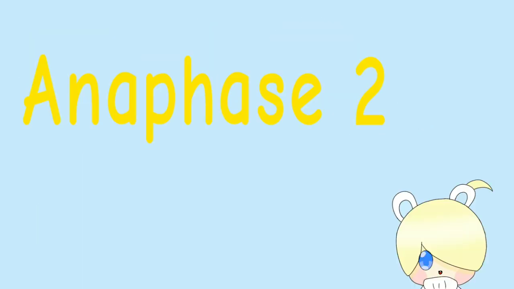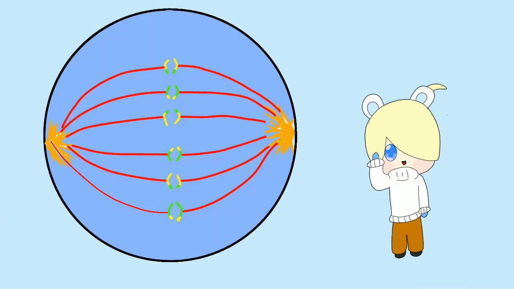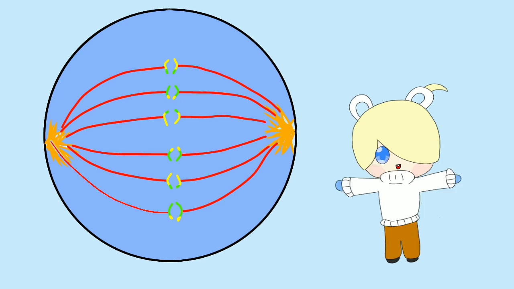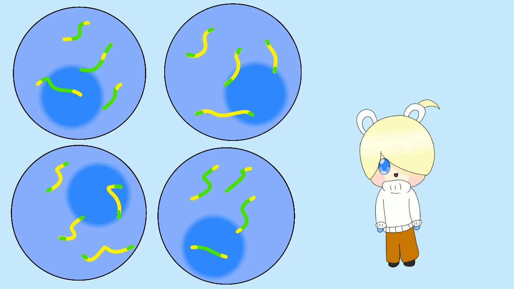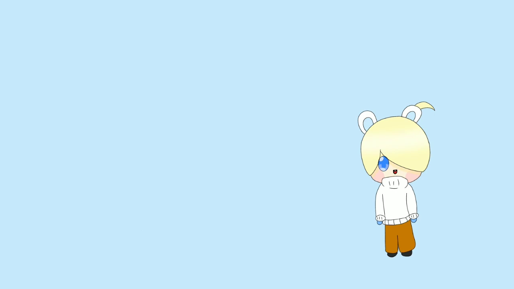Anaphase 2. In this phase, if we remember correctly, A is for away, but this time, the spindle fibers are not pulling away the chromosomes, they're pulling away the chromatids instead. Telophase 2, you can see the nuclei are reforming, and now we have 4 new cells. And meiosis cell division is now complete.